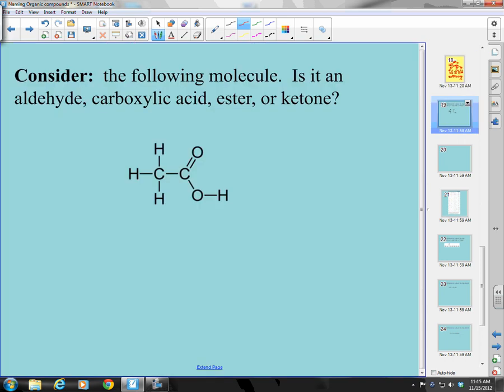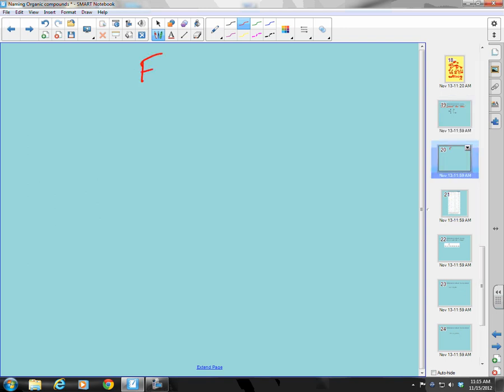So let us move forward beyond that and talk about something like this. Consider the following molecule. Is it an aldehyde, a carboxylic acid, an ester, or a ketone? Well, I do know what a ketone is, and I'm going to teach you here in a second. These things are called functional organic groups.